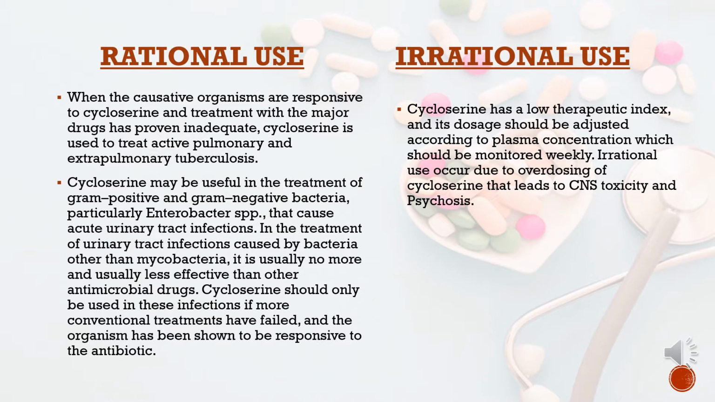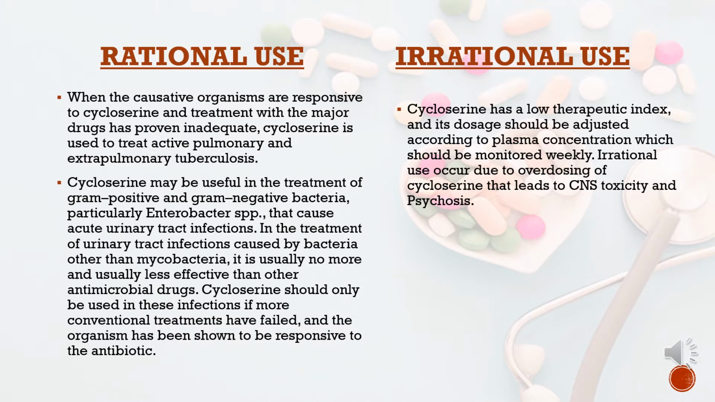Rational and irrational use. First we will see what the rational uses of cycloserine are. It is used to treat pulmonary and extrapulmonary tuberculosis. Another rational use is that it is helpful in treating urinary tract infections only if they are caused by Mycobacterium tuberculosis, because cycloserine is only effective against Mycobacterium tuberculosis.